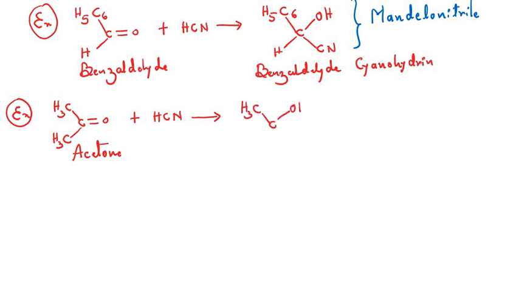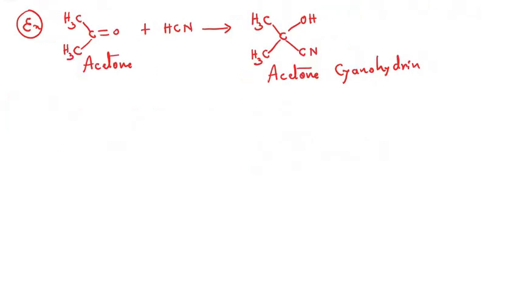CH3C, followed by OH, and here CH3 and here CN. The name of this compound can now be written as acetone cyanohydrin. So that example was acetone, an aliphatic ketone. Let me take an example of an aromatic ketone now.